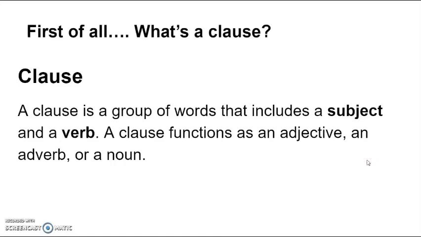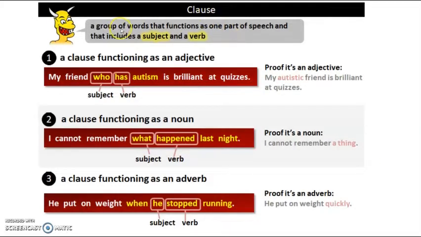First of all, do you know what a clause is? Well, a clause is a group of words that can include a subject and a verb. A clause can function as an adjective, as an adverb, or as a noun. For example, a clause is a group of words that functions as part of speech and can include a subject and a verb. So as I told you before, it can function as an adjective.